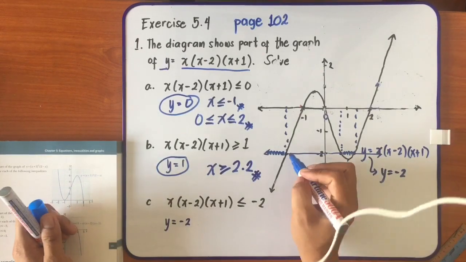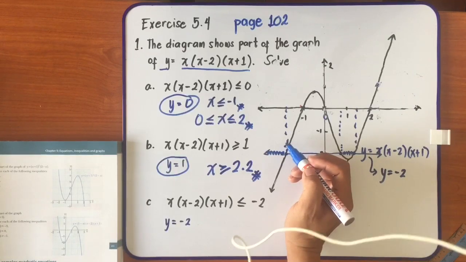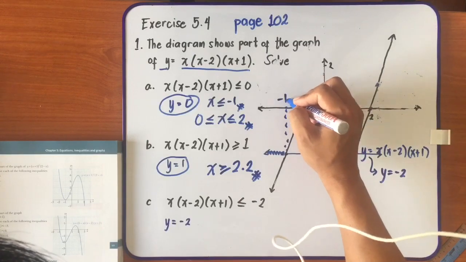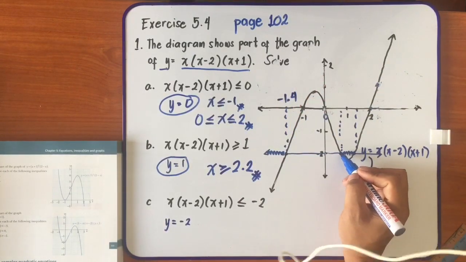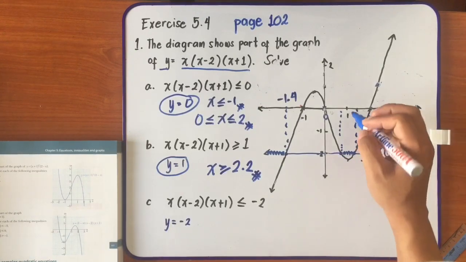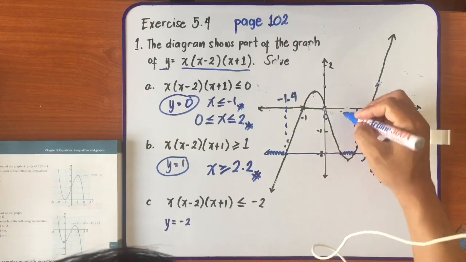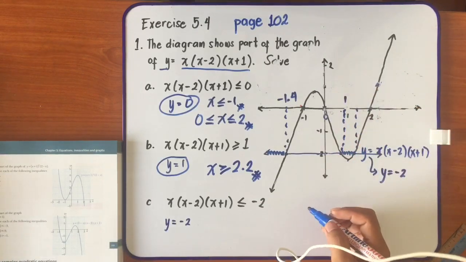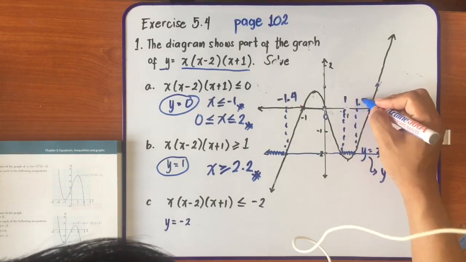Okay? What is the value of x here? The value of x here is only negative 1.4. So this is negative 1.4. And the value of x here, it's only 1. This is 1. This is supposed to be 1. And the value of x here is 1.4. This is 1.4.